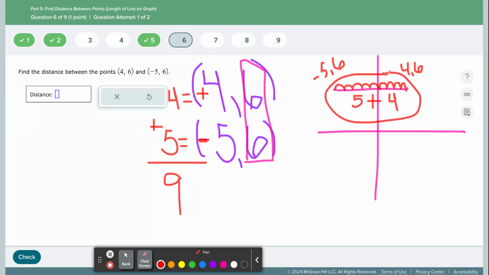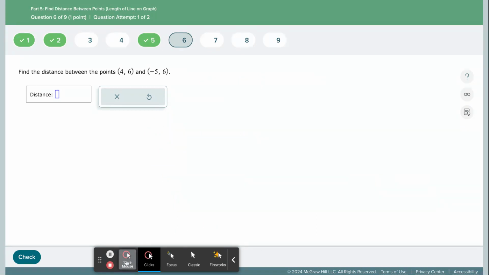So this is your visual. This is your mathematical computation. So either way your brain is working right now, I would practice both of them just in case, but hopefully that helps you. I think the answer was 9. That's how bad my memory is.